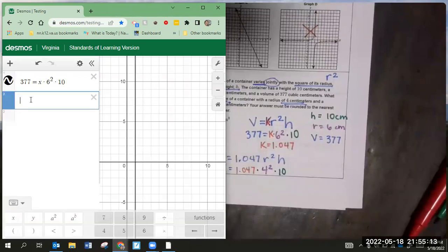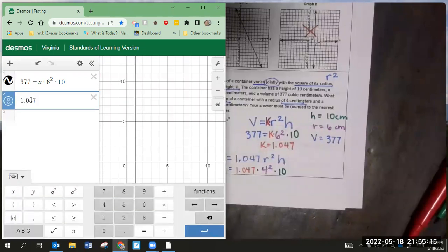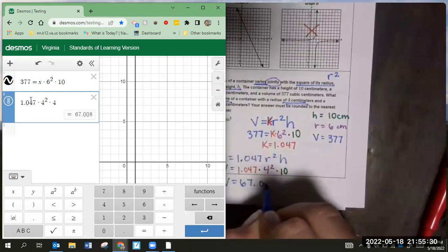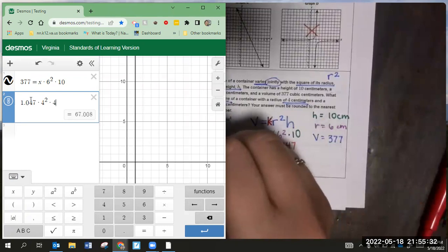So come over here and we're going to say, okay, what is 1.047 times 4 squared times 4? 67.8, which if I round to the nearest whole number is just 67.